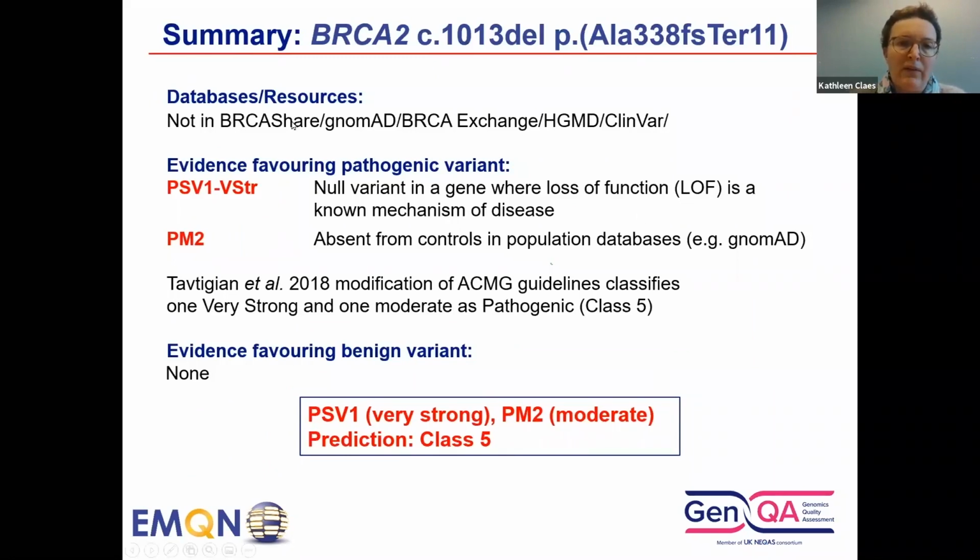We checked it in the different databases, BRCA Share, gnomAD, BRCA Exchange, ACMG, ClinVar, and we did not find it. However, we can apply PVS1 very strong because it's a null variant in a gene where loss of function is clearly the known mechanism of disease, and it's not present in population databases. Therefore, PM2 is also a moderate parameter for pathogenicity. Based on the publication of Tavtigian et al. in 2018, one very strong and one moderate can be considered as a class 5 variant. So we classify it as a class 5 variant.